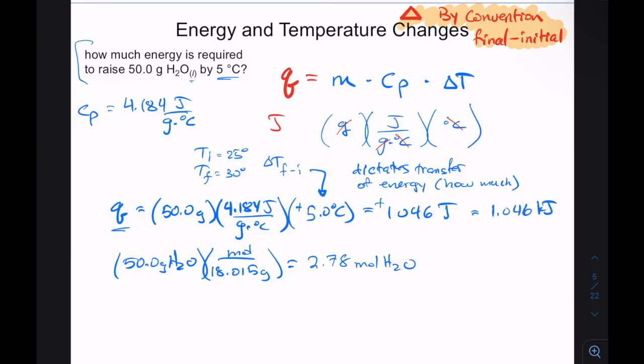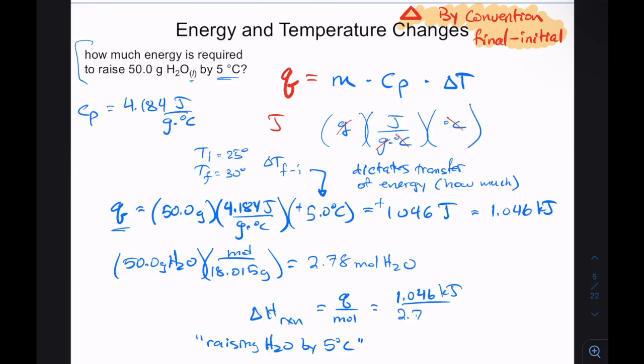1.046 kilojoules. And so delta H of this reaction, and in this case, the reaction is raising H2O by 5 degrees. That's the reaction. Okay, the delta H of this reaction, it's going to be Q of the reaction divided by the moles that were reacted. In this case, it's going to be 1.046 kilojoules per 2.78 moles. And that gives us 0.376 kilojoules per mole.